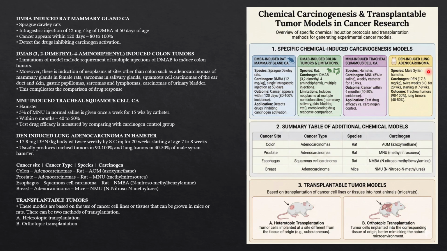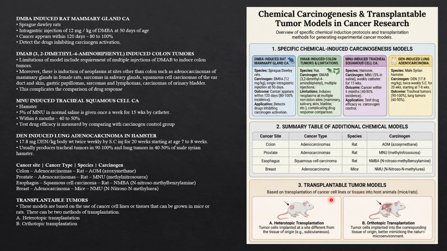So these are used in various species with different dosages of the carcinogens, and the results are analyzed over a period of time. A summary table of additional chemical models is listed here, with the colon, prostate, esophagus, and breast cancer types. There, different species and different carcinogens are used. Then there are the transplantable tumor models.